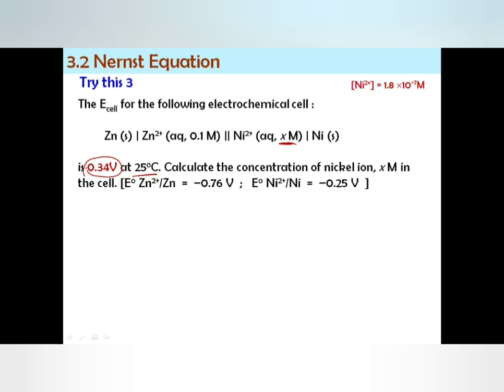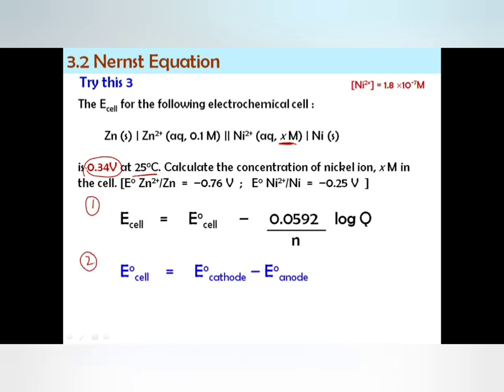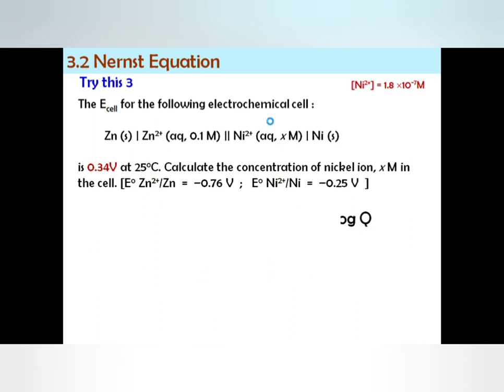Okay. Step dia masih sama. Step yang pertama, please write the formula. Okay. Step yang kedua, cari E naught cell. So, ini saya takkan go through dah lah. Okay, awak cari E naught cell dia berapa. Okay, based on this anode and cathode. Okay, step yang ketiga adalah kita akan tulis equation untuk dapat nilai N dan Q.